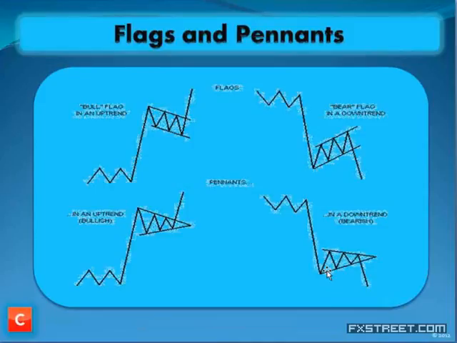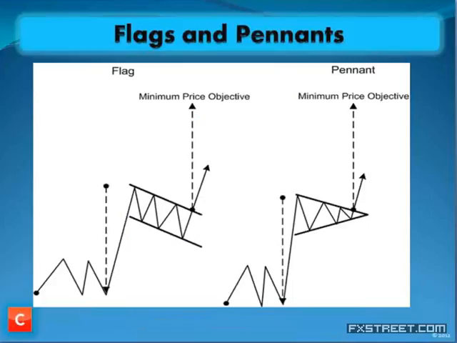Same thing. It's pausing for breath. It has higher lows. It has lower highs. Goes back into the direction of the trend. Here you have what I've just said, the minimum price objective. There's the pole.